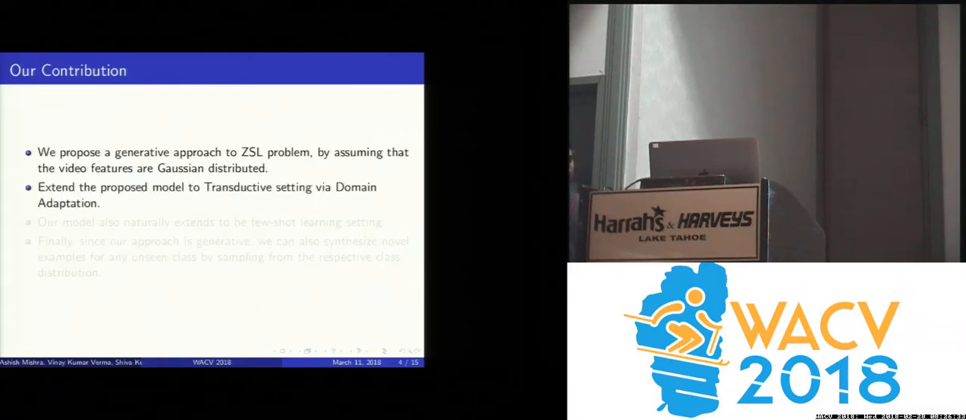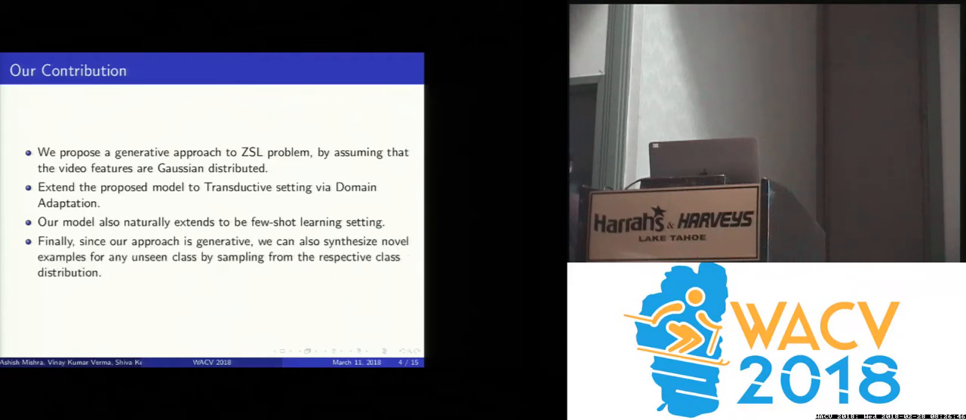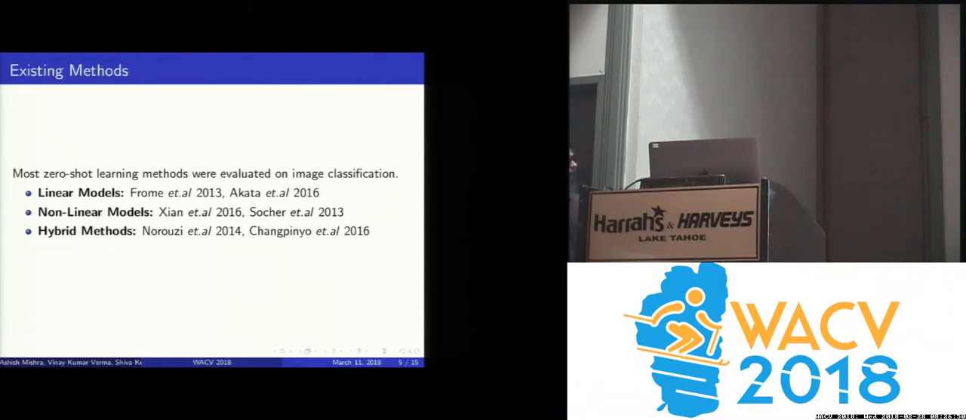We extend the proposed model to the transductive setting. In the transductive setting, we assume that unseen class data is available, but it is not labeled. Our model also naturally extends to few-shot learning, wherein we have few examples. And since our model is generative, we can synthesize novel examples of any unseen class.